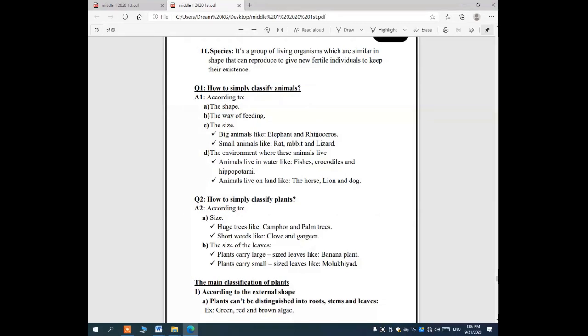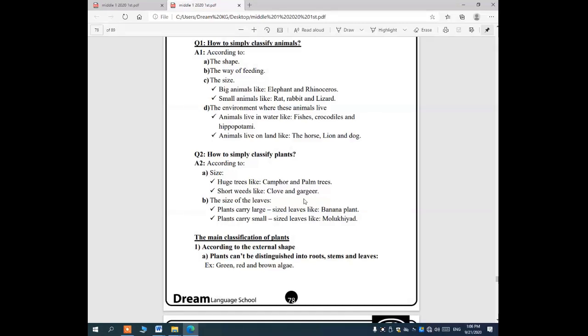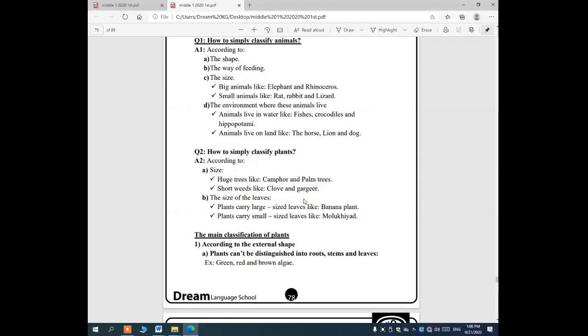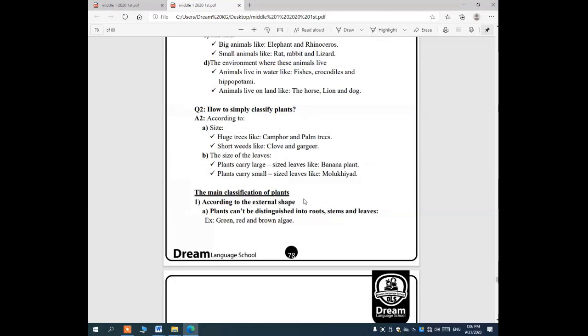And now we need to classify the plants. We can classify plants according to the size of the plant or the size of the leaves. We have huge trees like camphor or palm trees. We have short plants like clover and gargir. We can classify plants according to the size of the leaf. We have plants that carry large leaves like banana plants. Or we have plants that carry small leaves like molokhia.